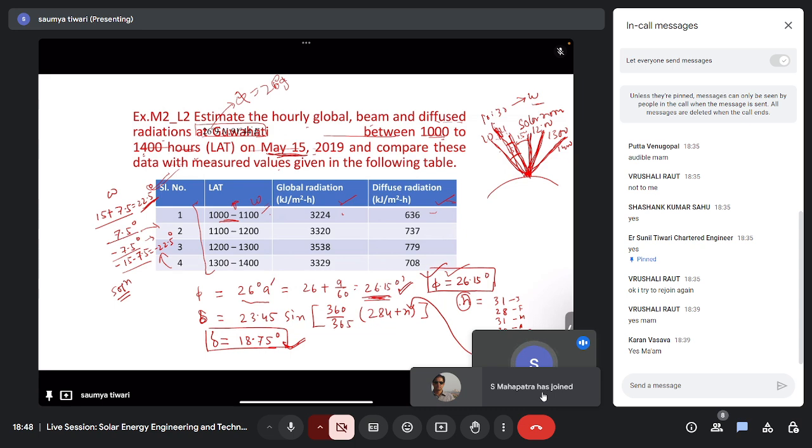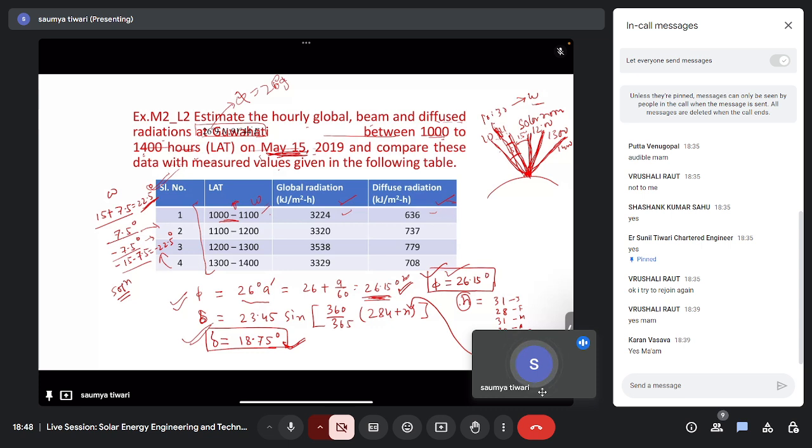So we have phi, which we can calculate in degrees. Then n can be calculated for May 15, and based on n, which comes to be 135, we can calculate the declination angle. So we have phi, we have delta. What else can be extracted from this question is your omega.